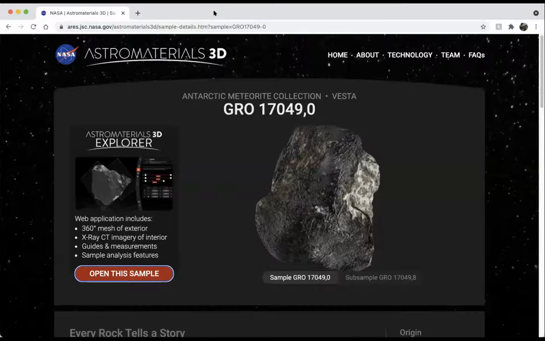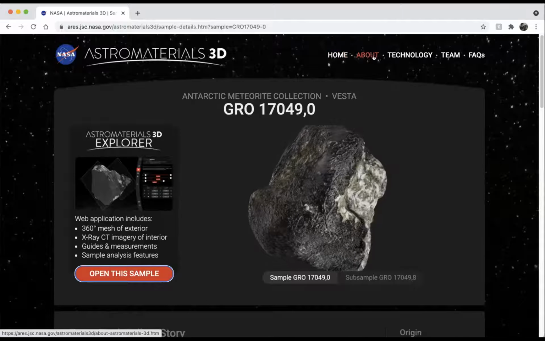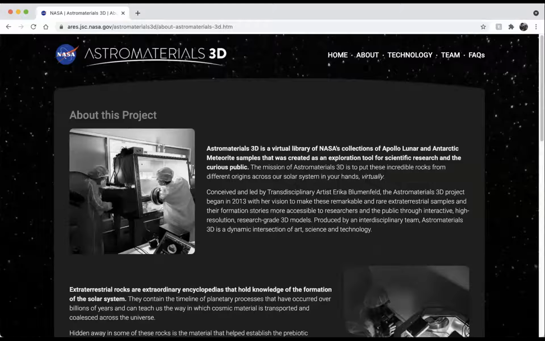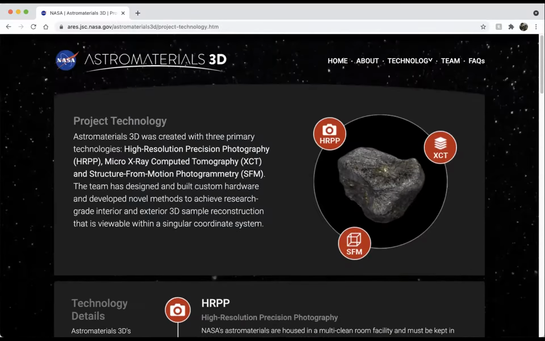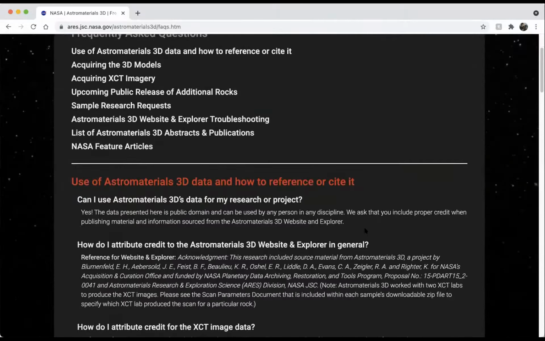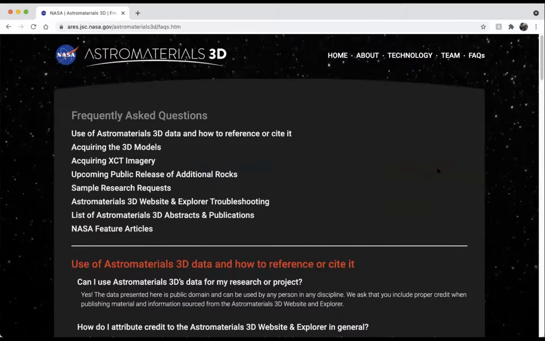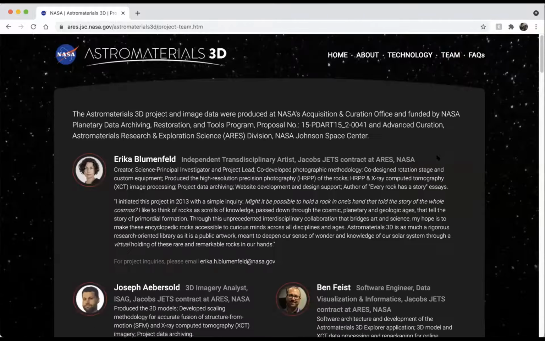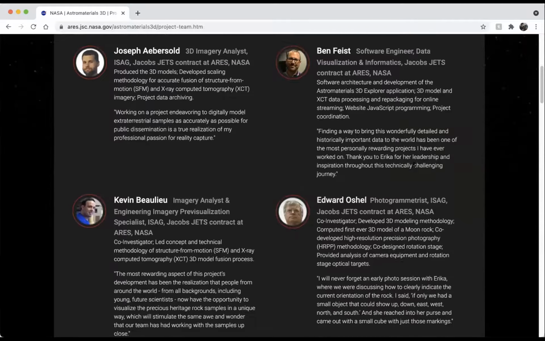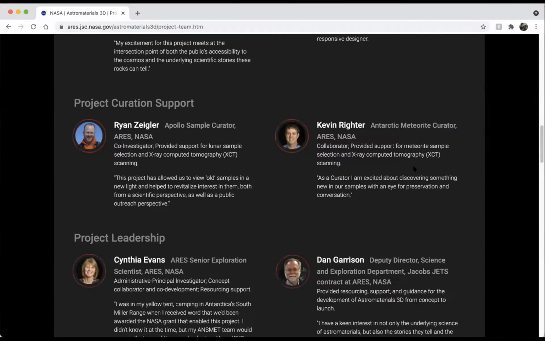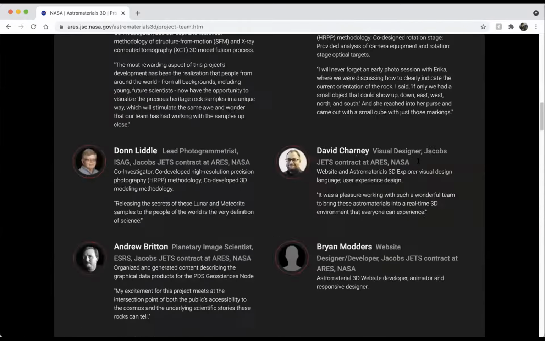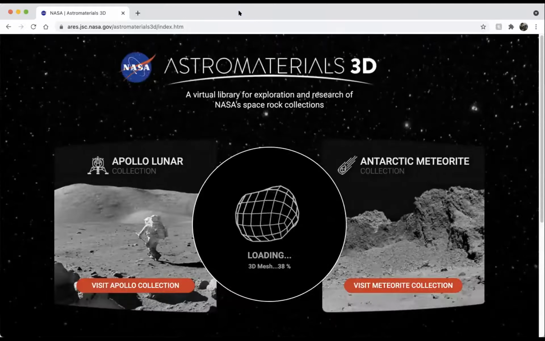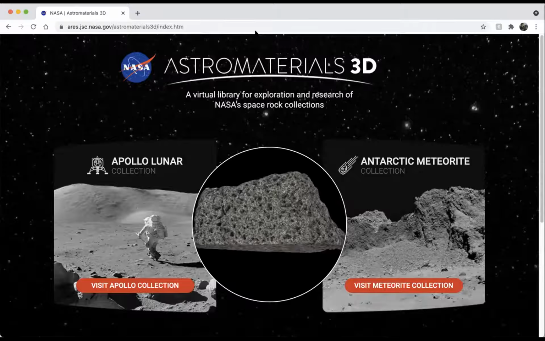So I'm going to head back over to the site for a minute. If you want more information about the project, we have an about page. We have a technology page, which you can explore. And we have frequently asked questions that might answer some of your questions that come up today. And then do have a look at the Teams page. There are an enormous number of people whose brilliant minds came together to help create this project.